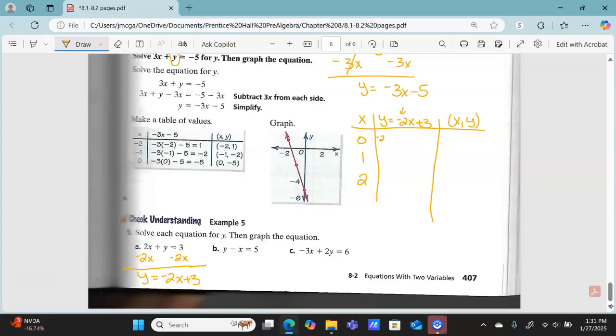So I have -2 times 0 plus 3. That's 0 plus 3, which would be 3. So I get 0, 3. -2 times 1 plus 3 would be -2 plus 3, which would be +1. Find the difference and keep the larger. So I get 1, 1. -2 times 2 plus 3 would be -4 plus 3, which would be -1.